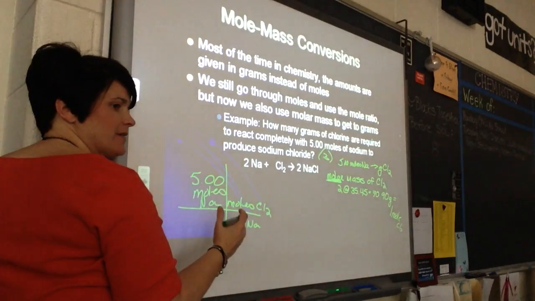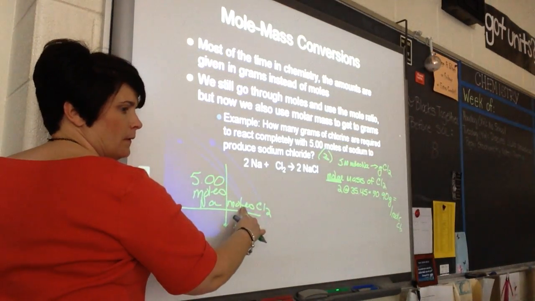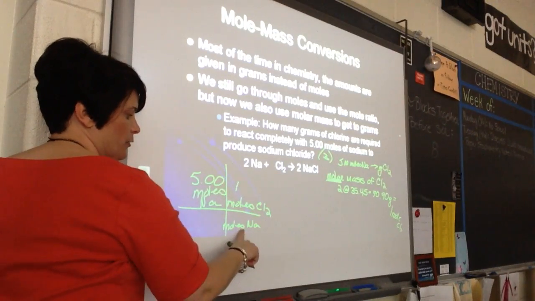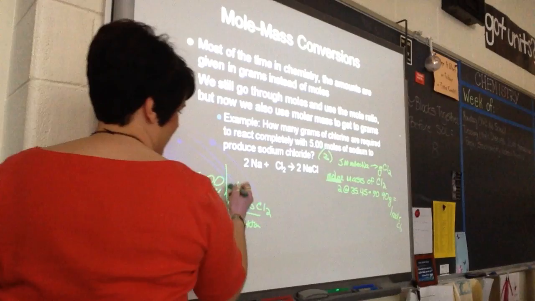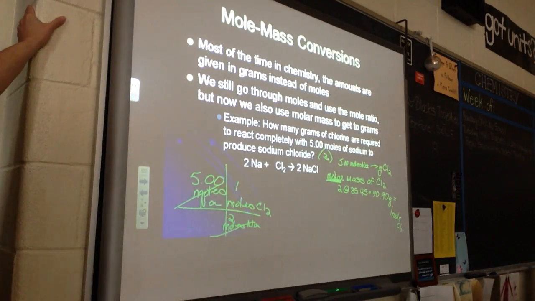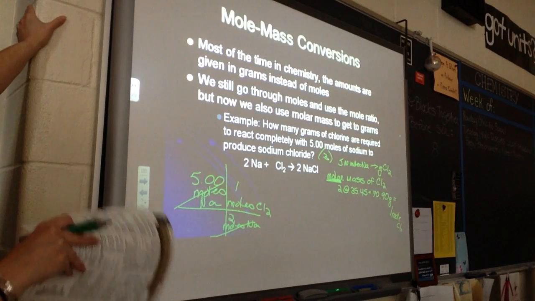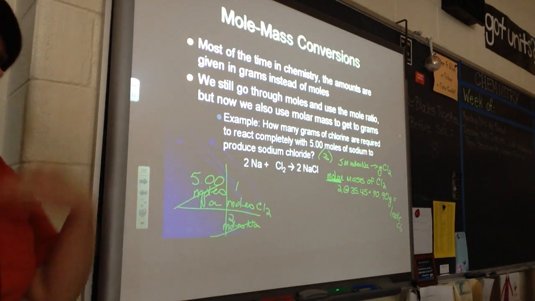We go to the balanced equation. What number is in front of Cl2? 1. What number is in front of Na? 2. These are canceled. If I did this math right now, my answer would be a number of what? What's not crossed out? Moles Cl2. But the question was how many what of Cl2? Grams. Which means I have to do an additional step to get the moles into grams.